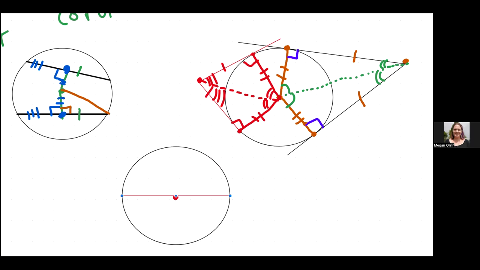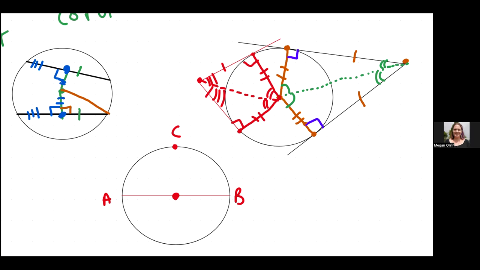All right. So if this, what is this line called? Not Pokemon. What is this line called? Okay. That's not a chord, this is a diameter. It goes through the center. We know it's not the same thing.